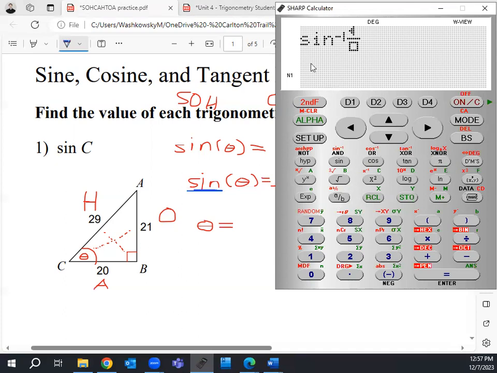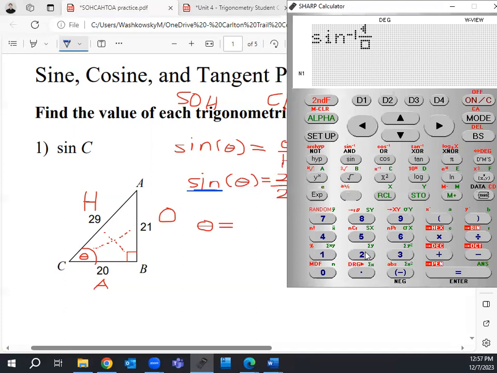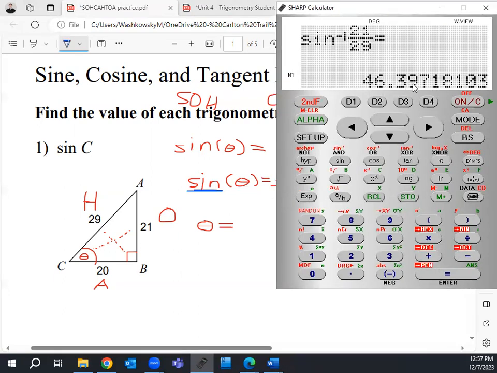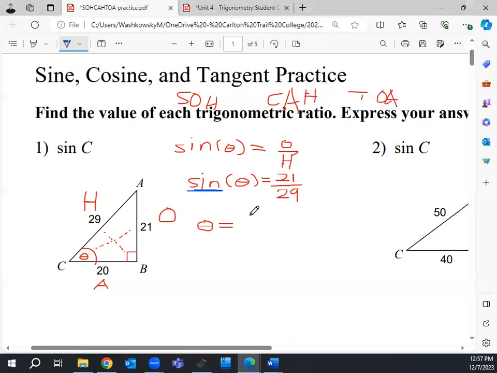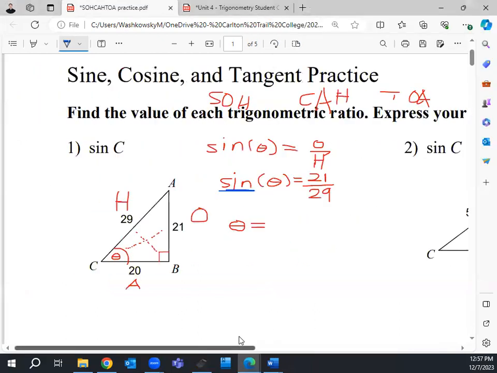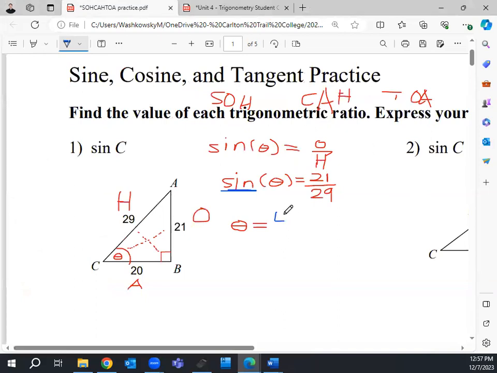So I'm just going to put that in. This is what's called the inverse. I'm taking the inverse, that sine to the -1. That's the inverse. So what did I say? That's 21 over 29. So 21 over 29. And I can see I get 46 point, well, technically it rounds to 46.4 degrees. So 46.4 degrees. That's what the angle is.